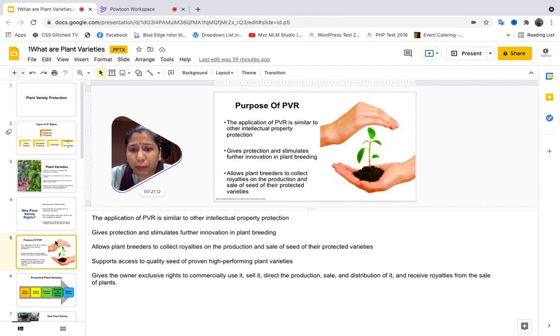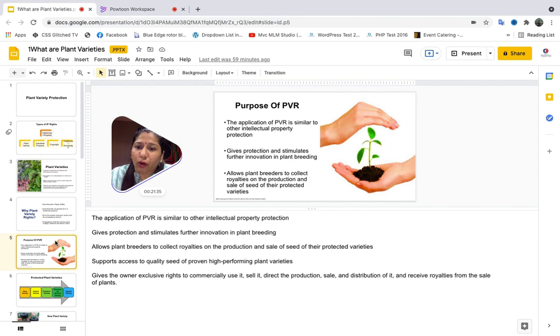Now, what is the purpose behind PVR, or plant variety right? We all know that plants are considered a form of intellectual property. So, the application of the PVR system is similar to that of other intellectual property rights systems. It gives protection and stimulates further innovation in plant breeding.